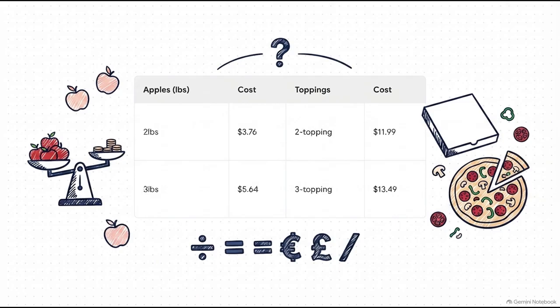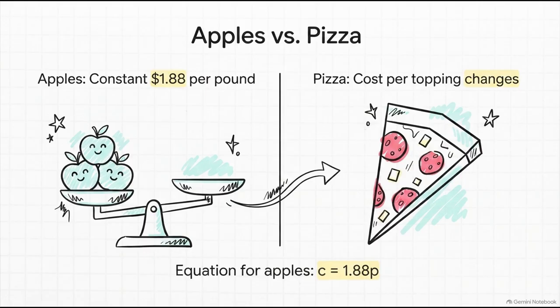On the right, we have the cost of a pizza based on the number of toppings. A 2-topping pizza is $11.99, and a 3-topping pizza is $13.49. I want you to calculate the unit rate for both the apples and the pizza toppings. Just divide the cost by the quantity for each row. What do you notice?